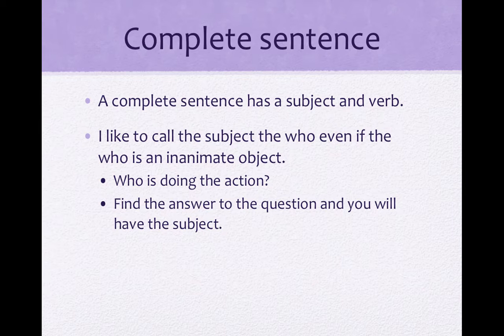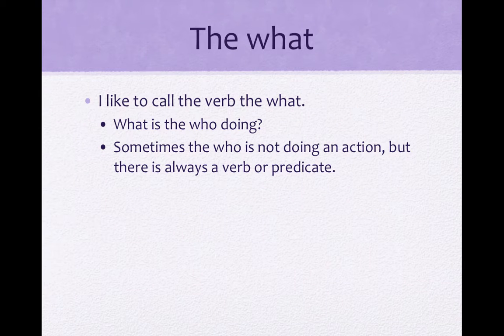And then after you find your subject, you'll ask the question, what is the who doing? Even if the who is an inanimate object. If my sentence is, my desk is messy, who is doing the action? Well, it's the desk. What is the desk doing? It's messy, is messy, okay? It is messy. Sometimes the who is not doing an action, like the desk is messy, but there is always a verb or a predicate.